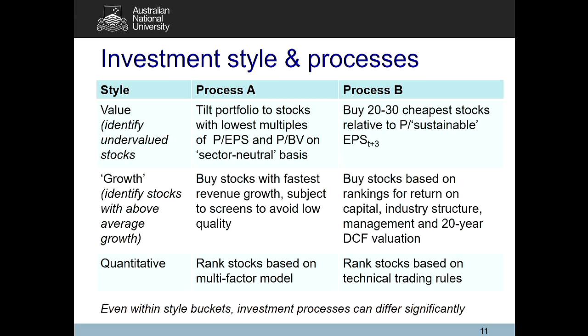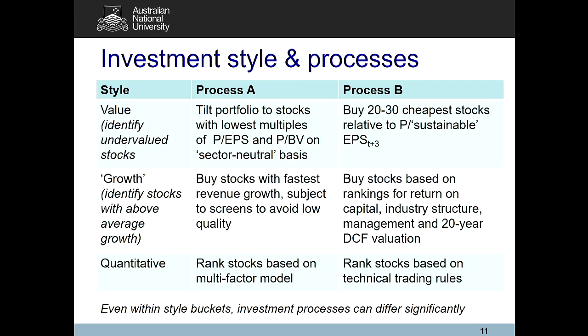Or process B is not your traditional growth metric in that you're ranking stocks based on return on capital, the industry they're in to get a good spread, looking at the quality of management and putting it into a 20-year DCF. That's not what you typically think of when you think of a growth strategy, but you can still follow that process with the view of trying to find stocks that you think will have strong growth potential in the future.